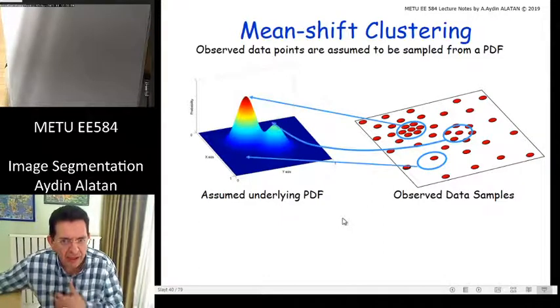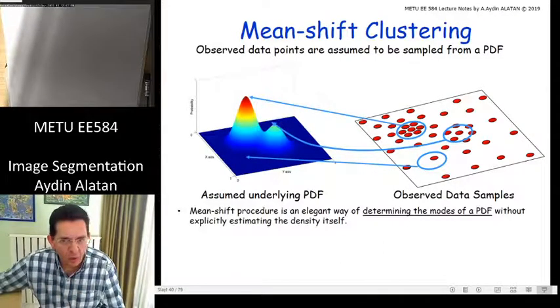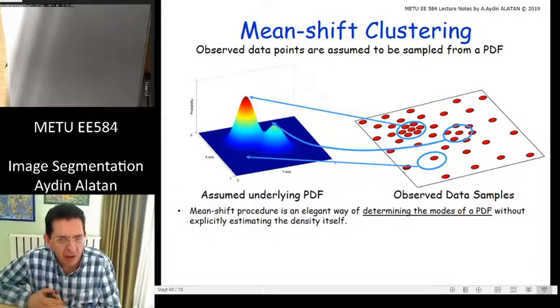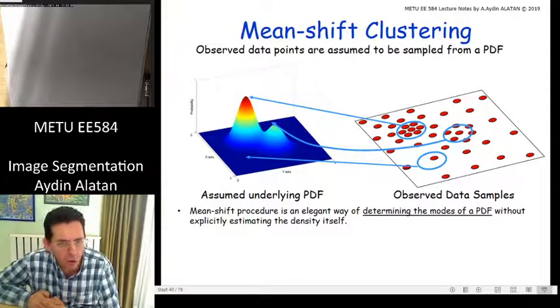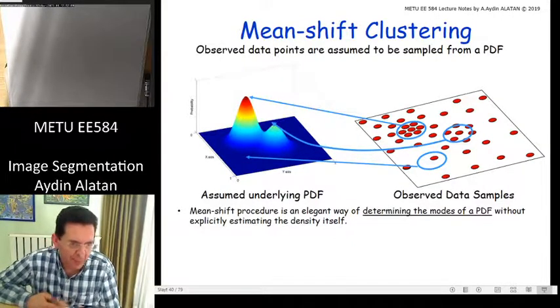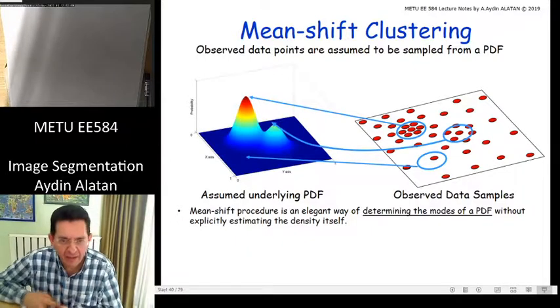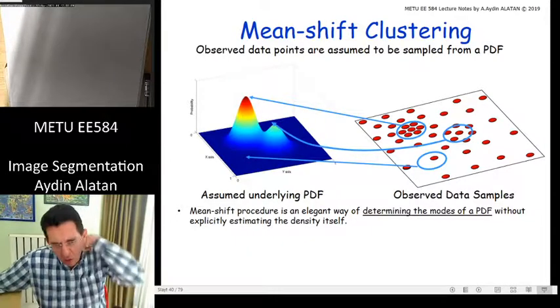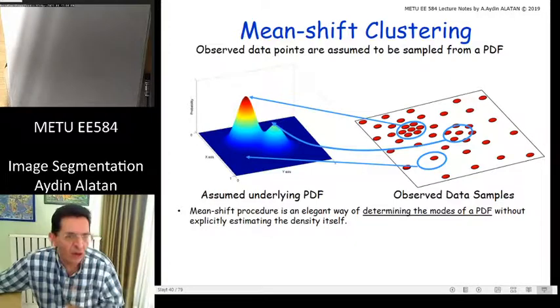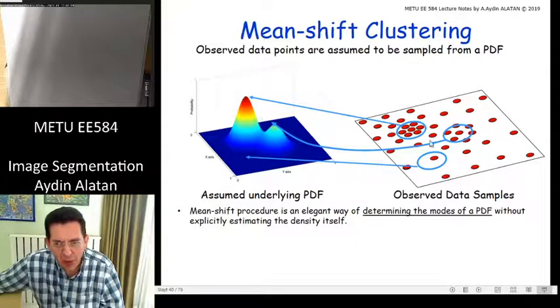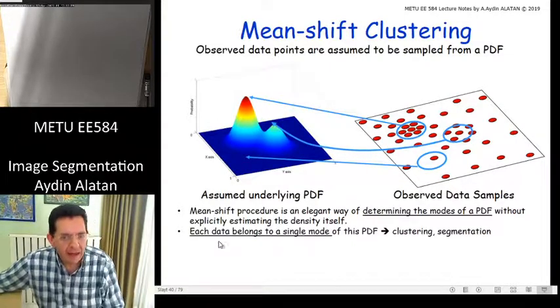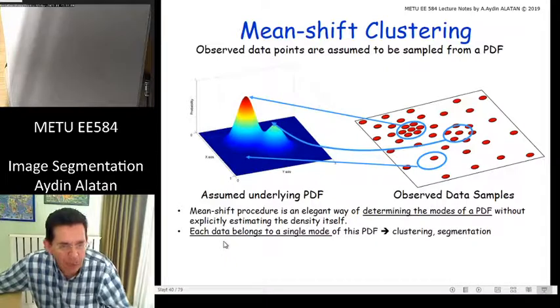The first thing is I am just trying to obtain where the data is coming from. Mean shift is a very interesting method. Determining the modes. Mode means peak points of a probability density function. PDF is short for probability density function. And those PDF peaks I'm trying to obtain so that I'm going to say you belong to this peak, you belong to that peak, and you belong, for example, to something else. Each data belongs to a single mode.